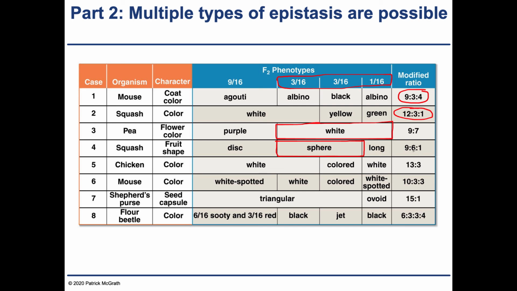All of these cases are out of 16. That's one thing to remember, is that all of these cases are out of 16. So if you add 9 plus 3 plus 4, 12 plus 3 plus 1, 9 plus 7, etc., all of these add up to 16. And that's one of the ways that you can recognize pretty rapidly if something is probably caused by epistasis, or if something is caused by two genes, because the ratios add up to 16.